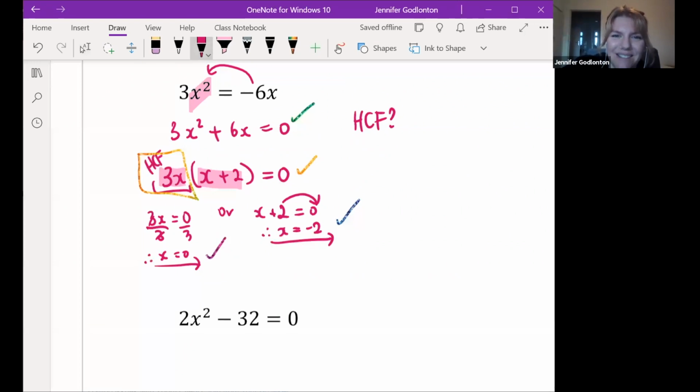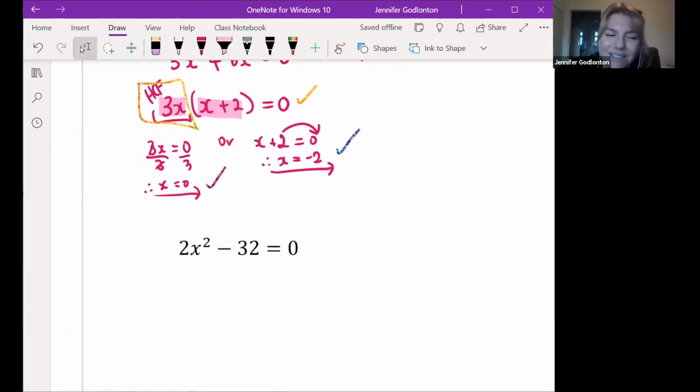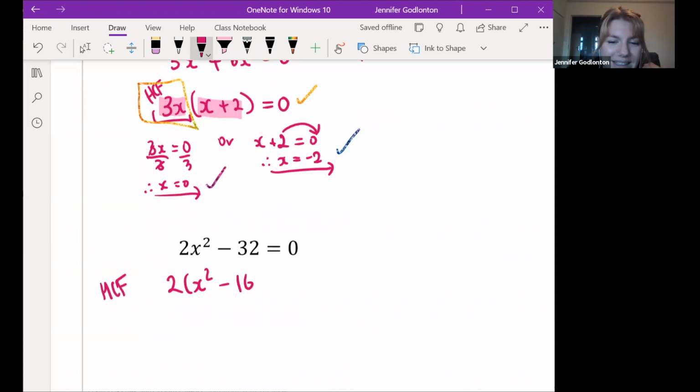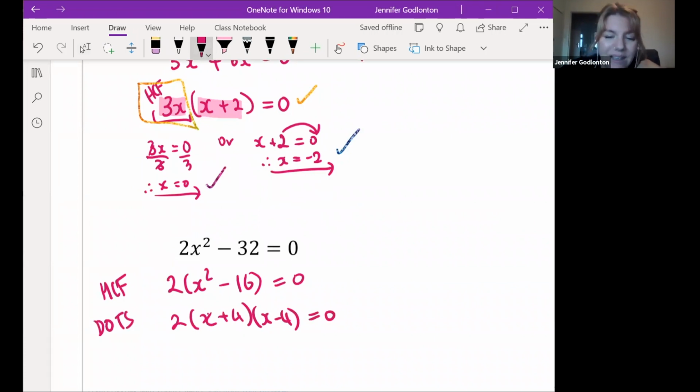Okay, nice job though. So what we're going to do is we're first going to take out the 2. So we're going to take out the highest common factor of 2. And we're left with x squared minus 16 is equal to 0. And now we are going to do difference of squares. So we have 2 times x plus 4, x minus 4 is equal to 0. Now, the first trap is that a lot of people don't do the second step, and so they land up saying x is equal to 16. So that's trap number 1.